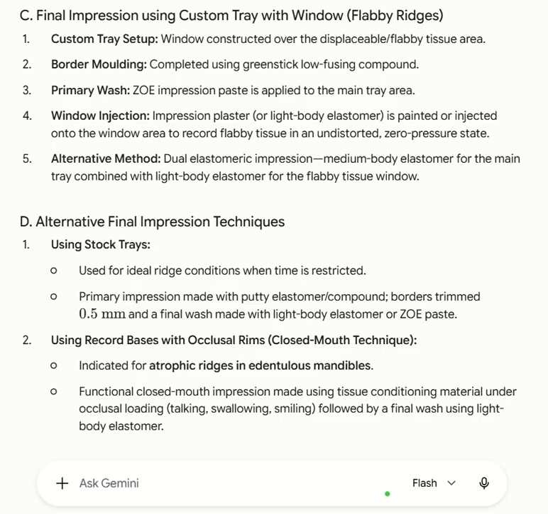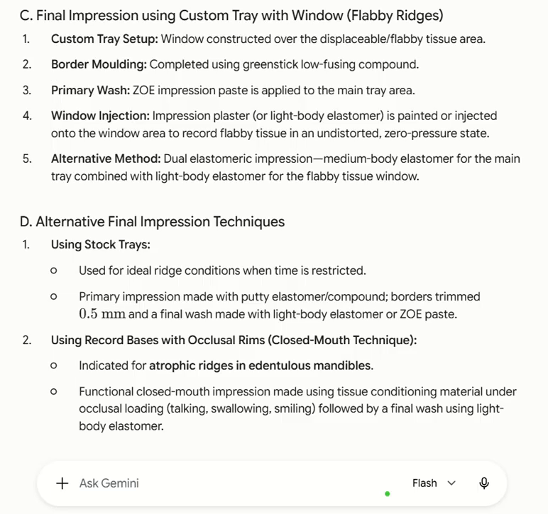D. Alternative final impression techniques. Using stock trays: used for ideal ridge conditions when time is restricted. Primary impression made with putty elastomer or compound, borders trimmed 0.5 mm, and a final wash made with light body elastomer or ZOE paste. Using record bases with occlusal rims, closed mouth technique: indicated for atrophic ridges in edentulous mandibles. Functional closed mouth impression made using tissue conditioning material under occlusal loading, talking, swallowing, smiling, followed by a final wash using light body elastomer.